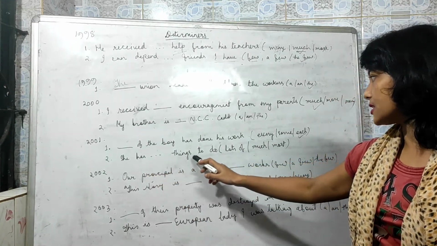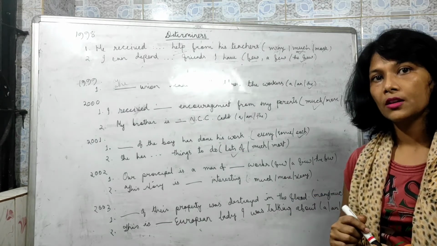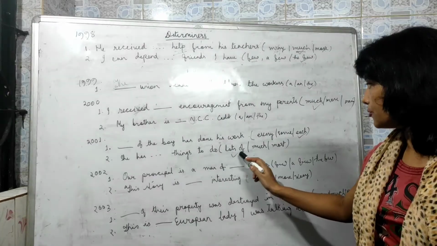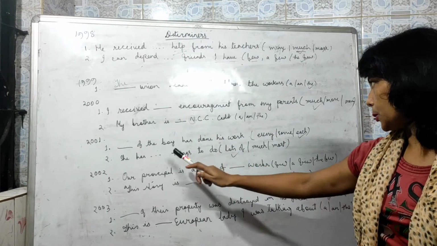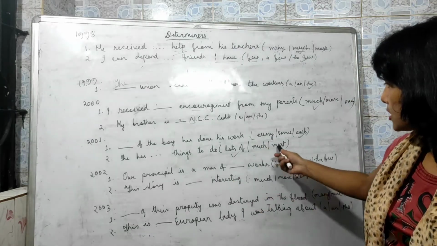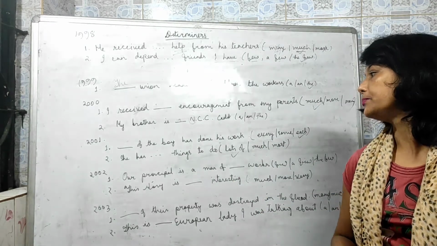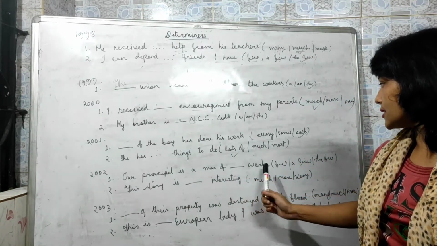She has dash things to do. She has lots of things to do. Lots of will be more appropriate here. Much is not appropriate here. Most is also not appropriate here. Most is again in superlative degree. 2002. Our principal is a man of dash words.